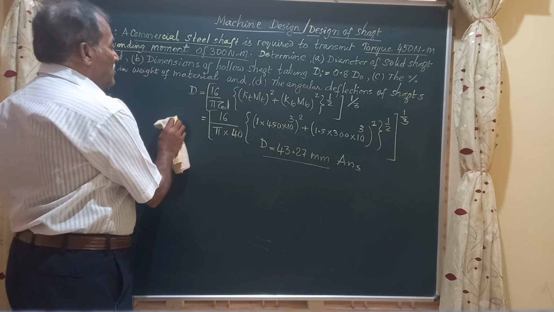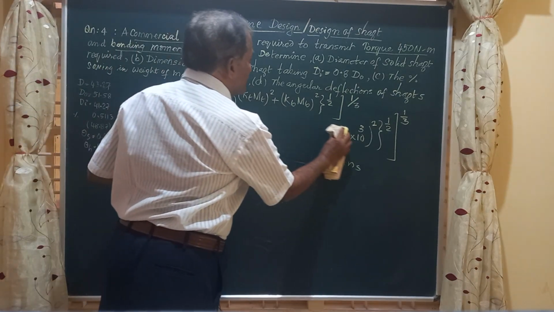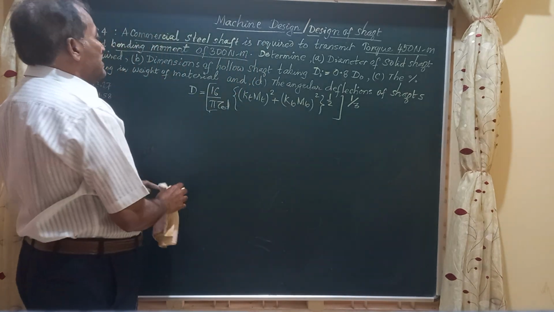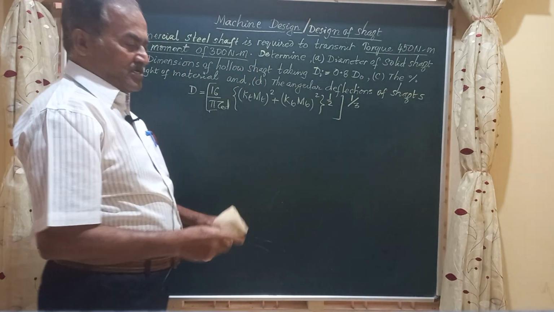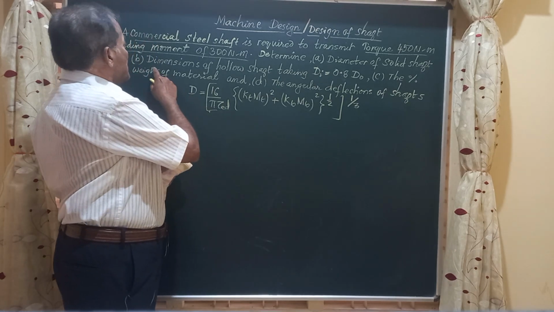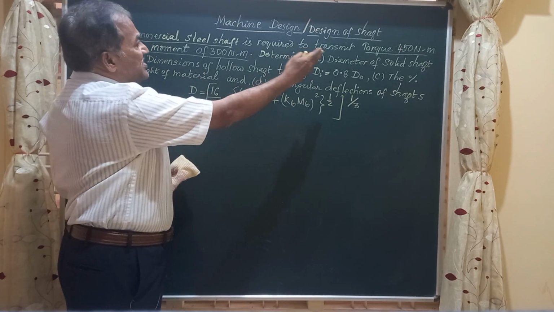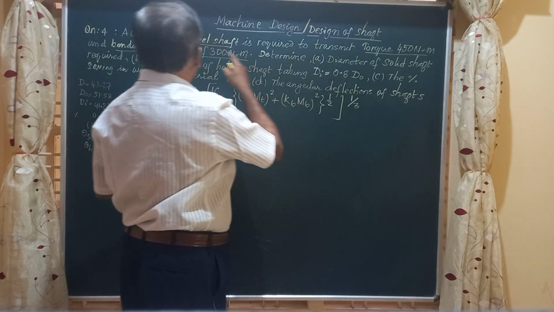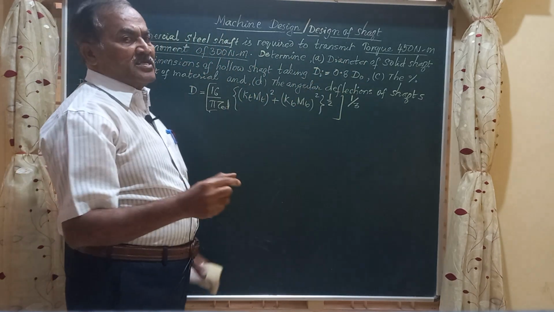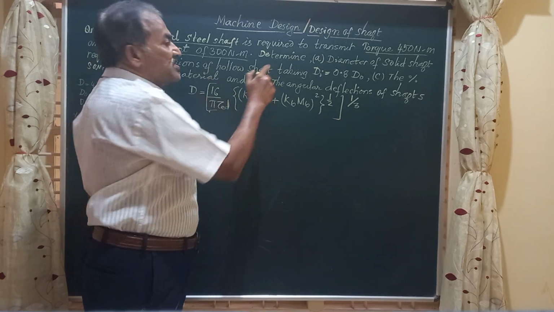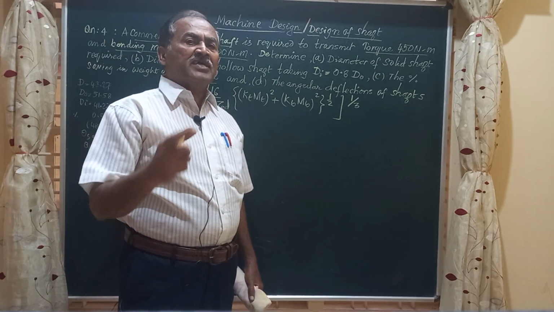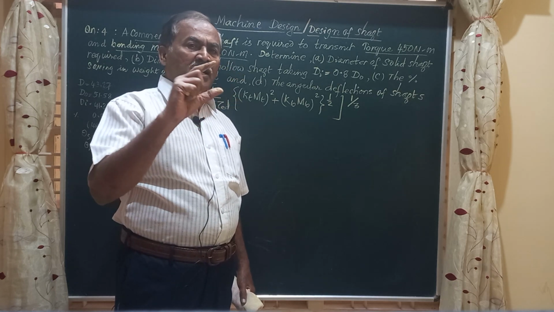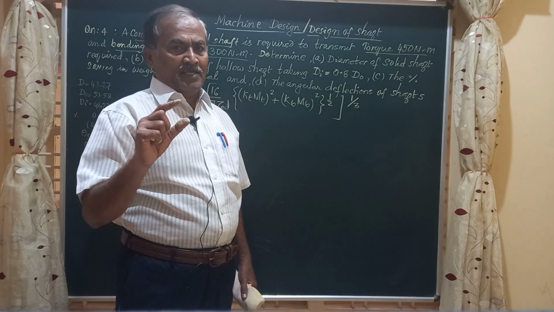Friends, now after completing the first part of the question, let's see what is there in the second part of this question. Friends, here it is asking us to find out, for the same data of the torque and the bending moment, the dimensions of the hollow shaft. When we say dimensions of the hollow shaft, it is the outside diameter D0 and the inside diameter Di.